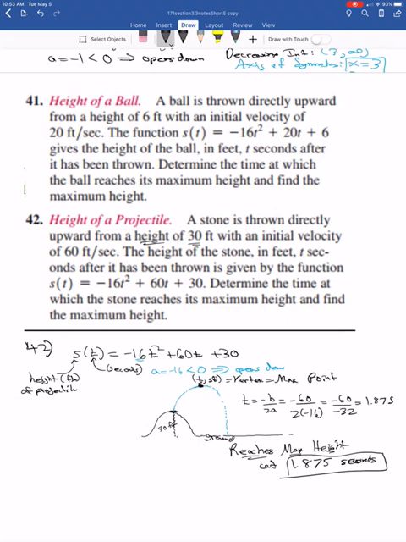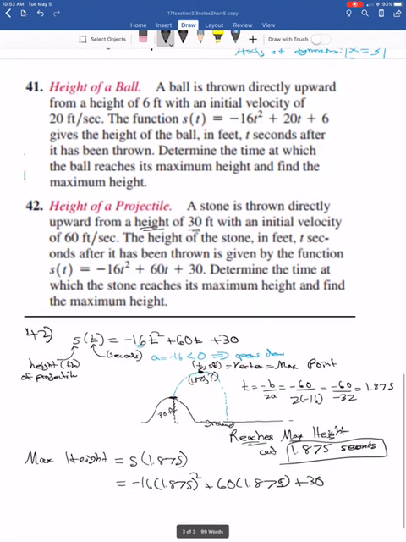So there's the x-coordinate, 1.875. Now we've got to get the y-coordinate. Now we want to find the max height. So what will the max height equal? The max height would equal s of 1.875. So we have to evaluate our function. That would be our maximum height. We're going to plug in that x-coordinate to get the y-coordinate, the output. So that's equal to negative 16 times 1.875 squared plus 60 times 1.875 plus 30.